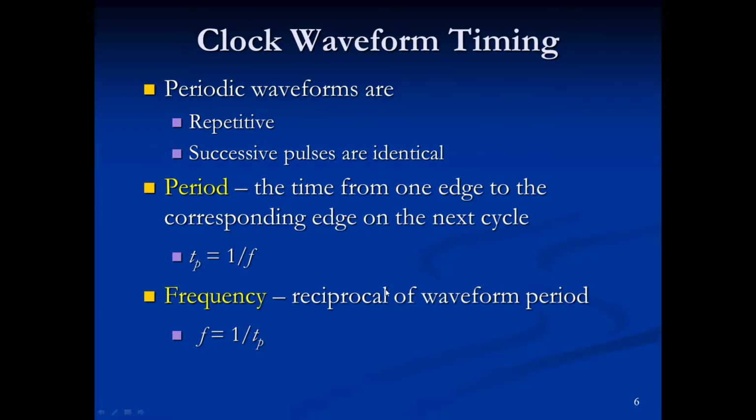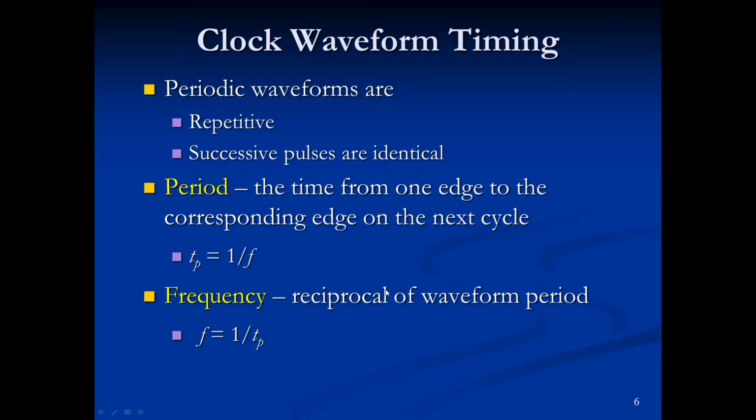Frequency, on the other hand, is basically just the reciprocal of the period. Or you can think of it, as they show in that formula there, as 1 divided by the period. And then for figuring out the period, the formula is just the opposite. It's 1 divided by the frequency. So this is how we convert between frequency and period.